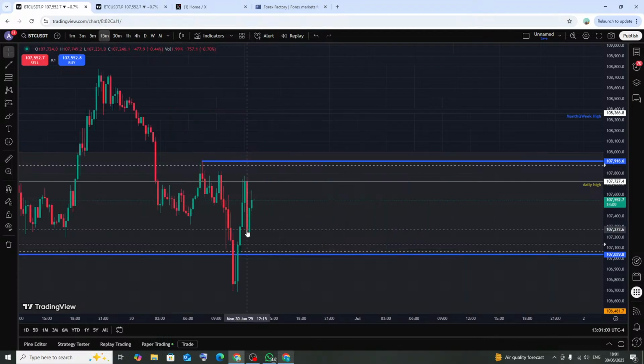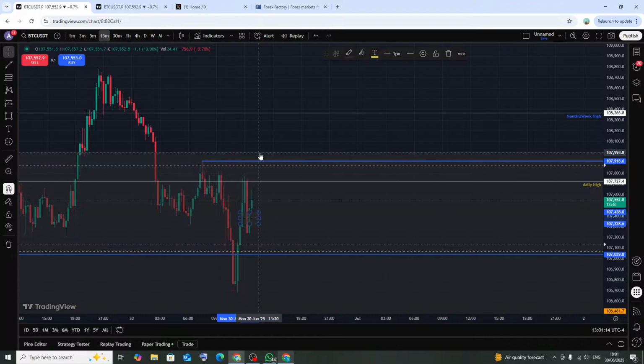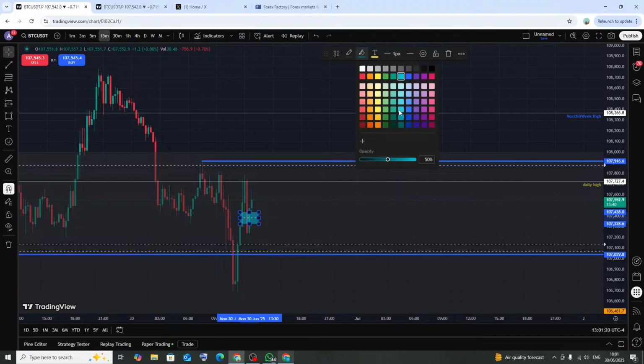And I'm anticipating or expecting from the market to do what? So this is a 15-minute time frame fair value gap. Oh, this mouse is pissing me off.